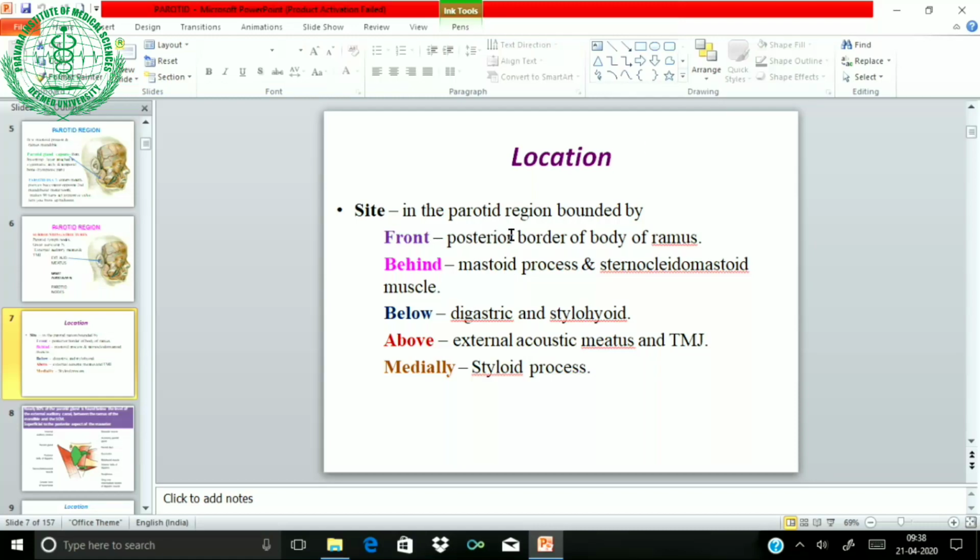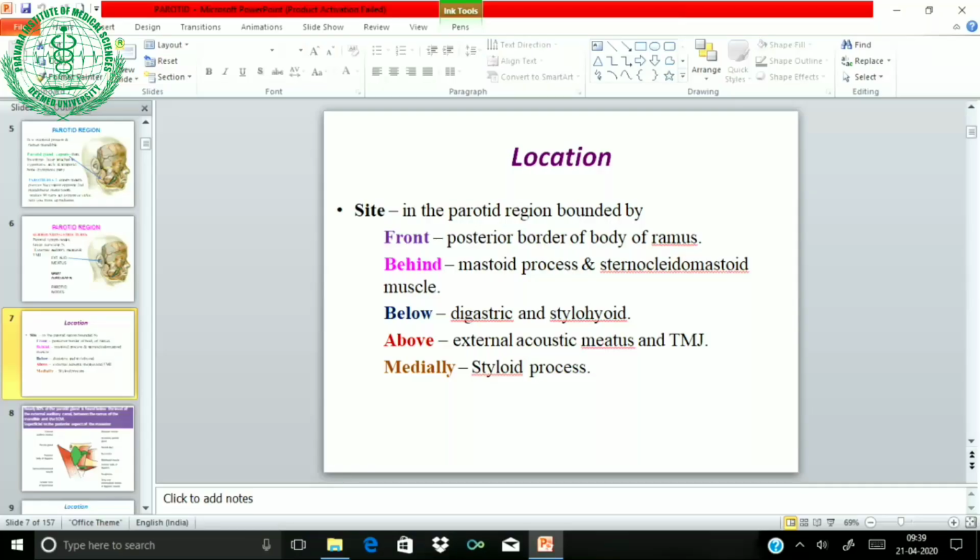Next, regarding the location or the site of the parotid gland. This parotid gland lies in the parotid region. This parotid region is bounded in the front by the posterior border of the ramus of the mandible. Behind, the region is bounded by the mastoid process and the upper part of the sternocleidomastoid or sternomastoid.